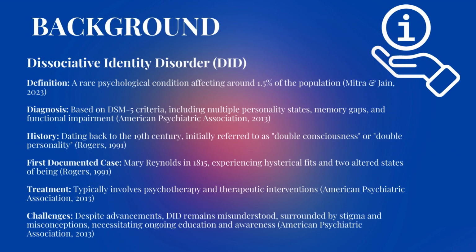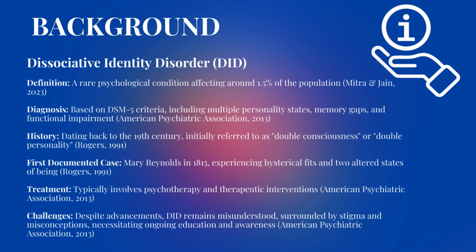Background information. Dissociative identity disorder, or DID, is a rare and intricate psychological condition affecting approximately 1.5% of the population. The Diagnostic and Statistical Manual of Mental Disorders, DSM-5, outlines specific criteria for diagnosing DID, including the presence of multiple distinct personality states, recurring memory gaps, and significant functional impairment. Often misdiagnosed, DID requires thorough assessment and accurate identification and is frequently associated with self-injury and suicide attempts.